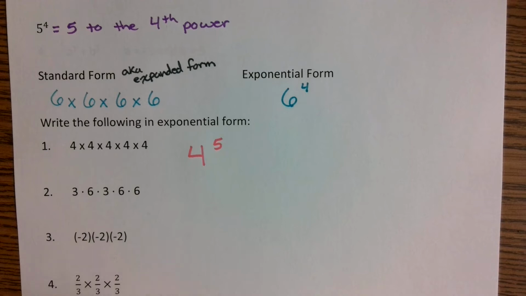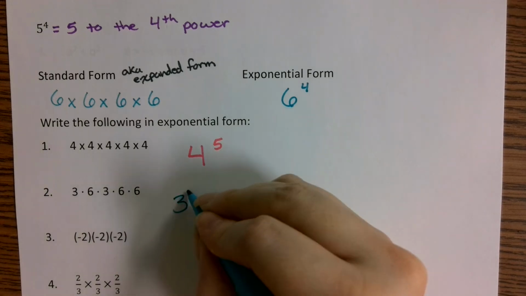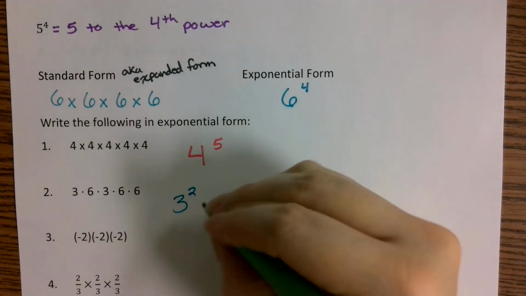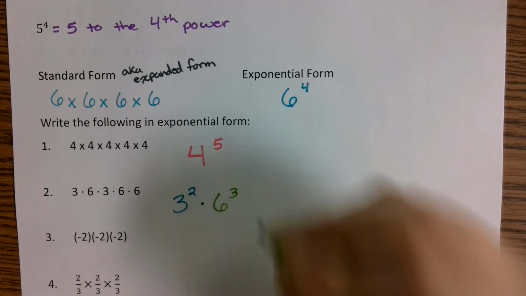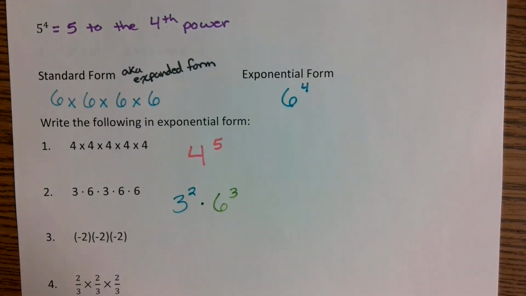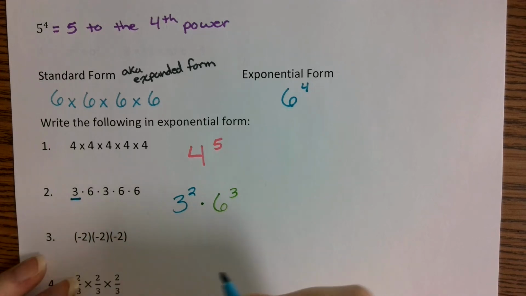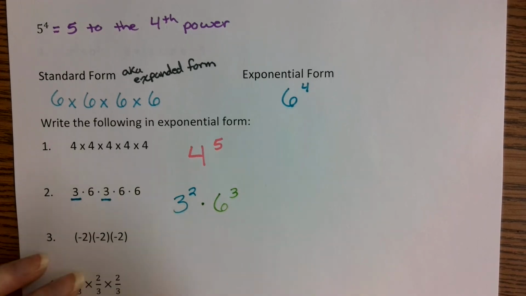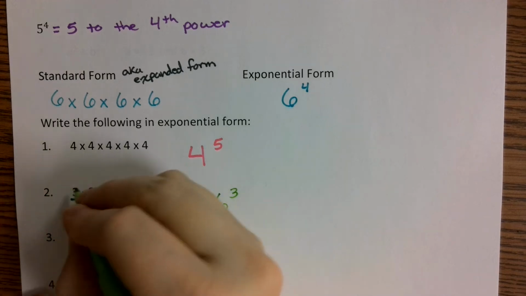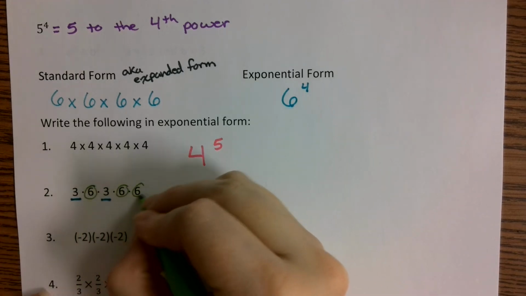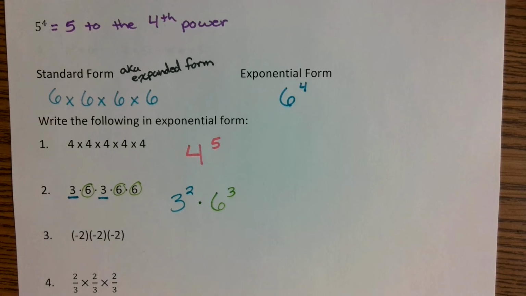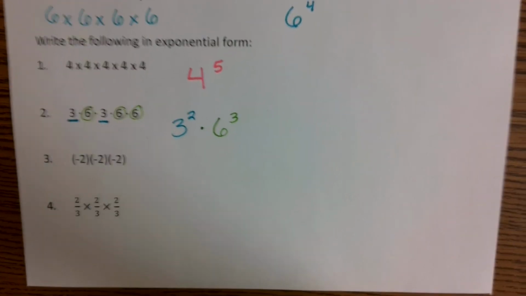Who can tell me what they wrote? Your turn? 3 squared times 6 cubed, like this? Okay, that's correct. So we have different bases. We have a base of a 3 that occurred twice, and then we have the base of a 6 that occurred 3 times. So we have different bases, so the power is going to be written out a little bit differently.